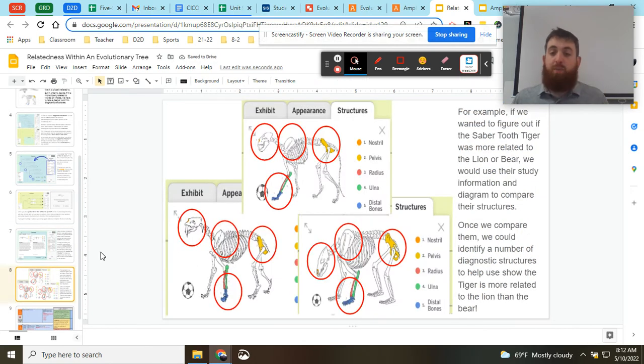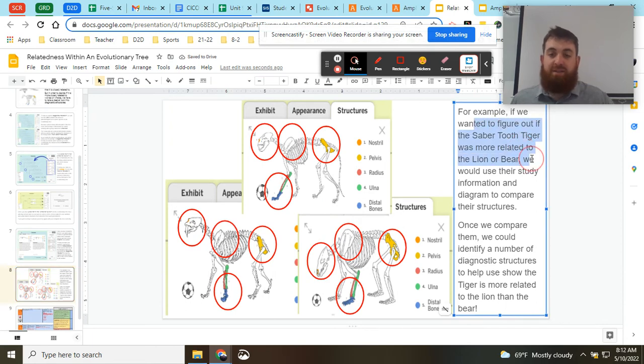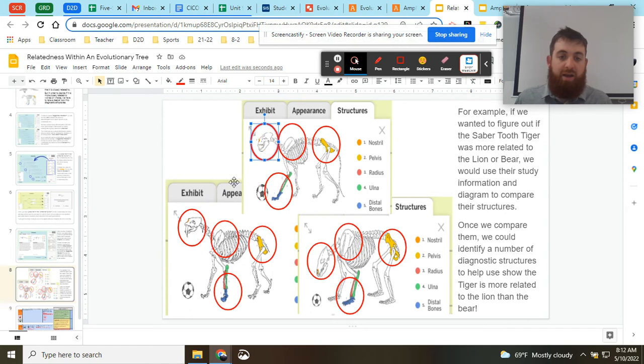So, for example, we can look at some different diagnostic structures between the saber-toothed tiger, the lion, and the bear, and looking at the study information on the diagrams to compare the structures. So, for example, if we're looking at diagnostic structures between the saber-toothed tiger here and the lion here, we can see that large tooth is really the biggest diagnostic structure compared to the bear that doesn't have that overlapping big incisor. So that would be one diagnostic structure. Now we could look at others.